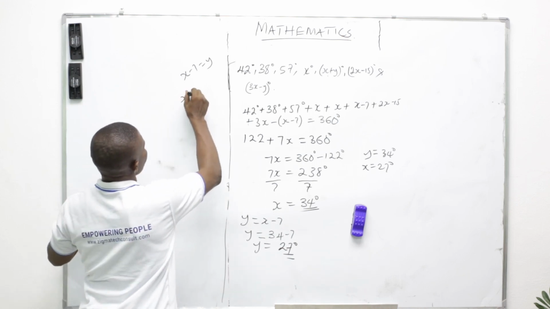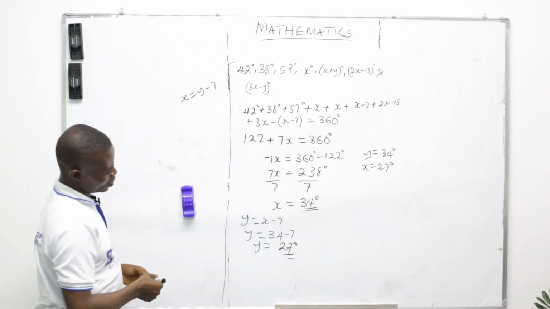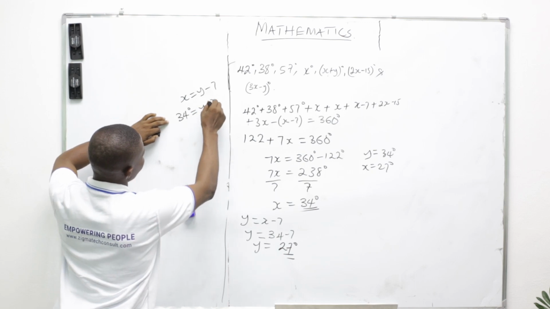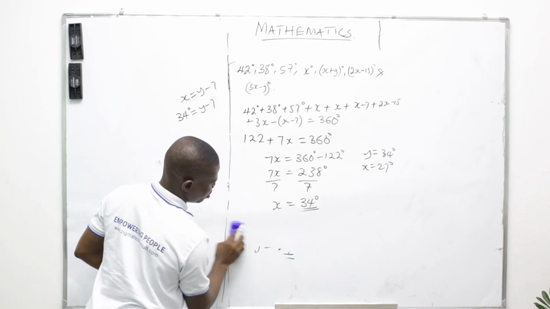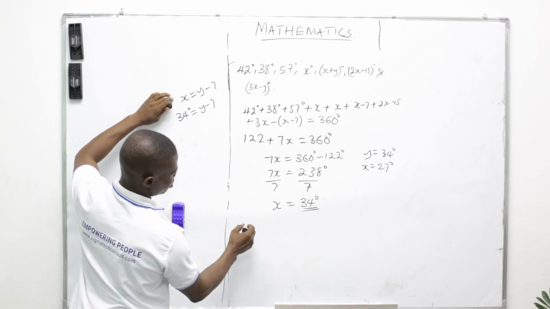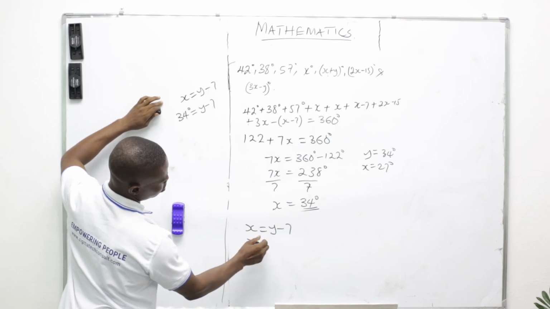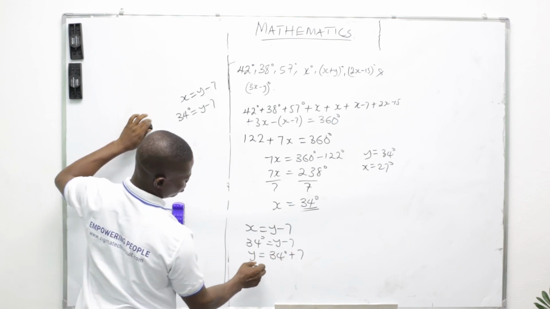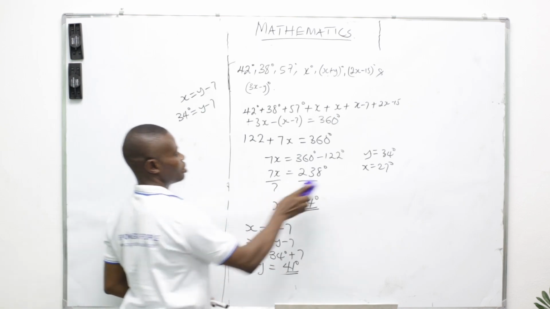s equals y minus 7. Now the value of y: if s is 7 less than y, 34 now equals y minus 7. y will now be 34 degrees plus 7. y equals 41 degrees. Of course, y should be greater than s.